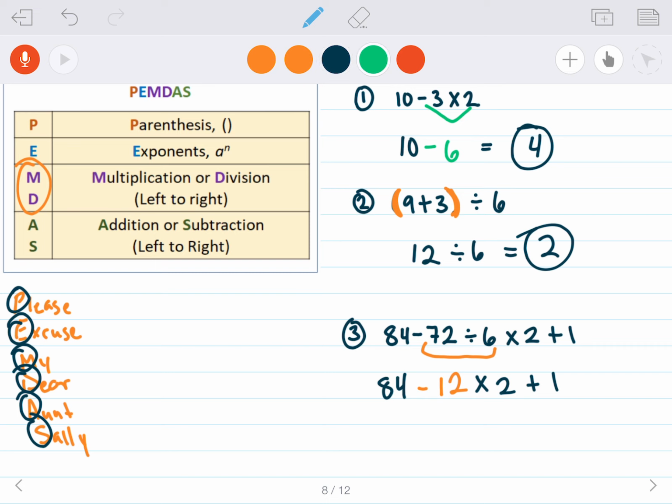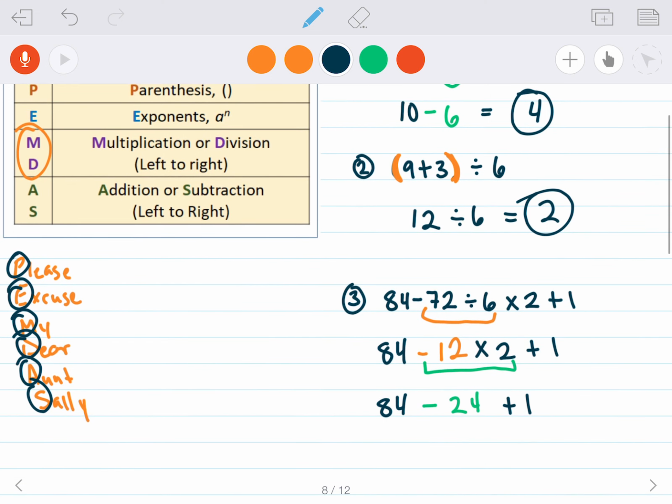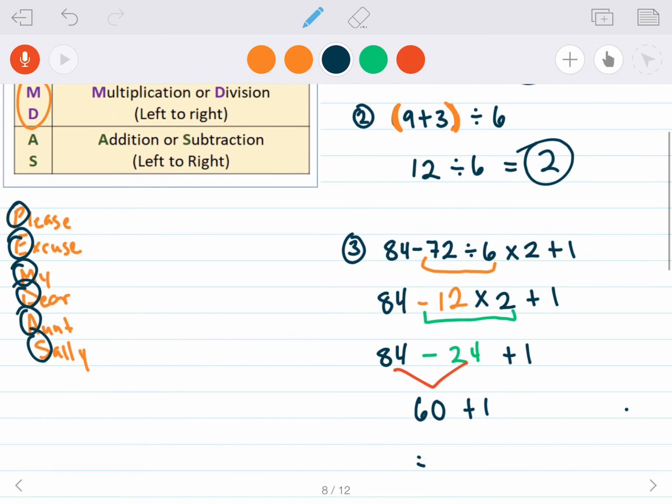All right, so now going from left to right, we now want to do multiplication before subtraction or addition. So the next thing we want to take care of is negative 12 times positive 2. And that's going to give us a negative 24. So we carry that down. So we get 84 minus 24, and then we still have plus 1. At this point, all we have is addition and subtraction, and we want to go from left to right. So 84 minus 24 is going to be 60. And then 60 plus 1 finally is going to give us our answer of 61. So that's our answer there.